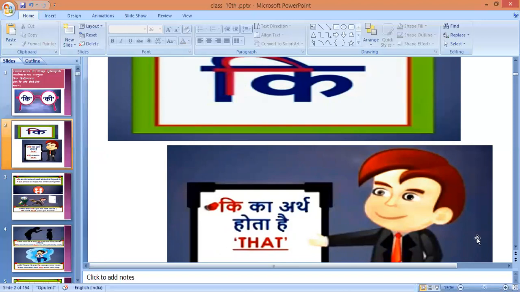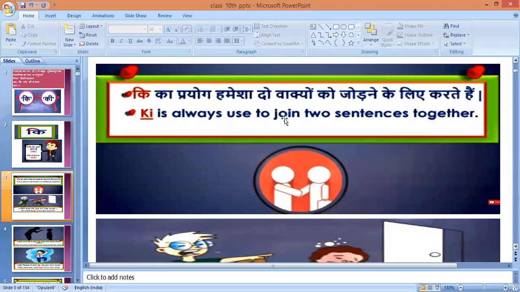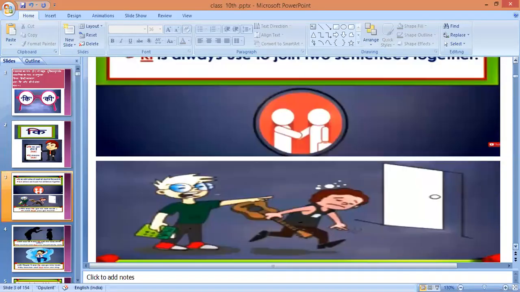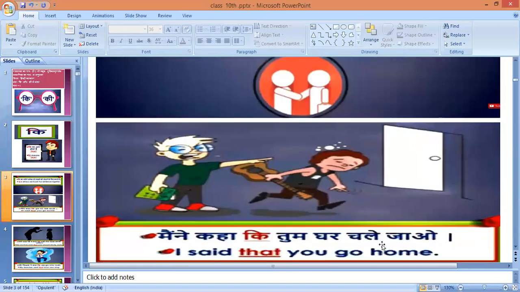So here we use this about that. So where we use it? की का प्रयोग हमेशा दो वाक्यों को जोड़ने के लिए करते हैं. So की is always used to join two sentences together. An example: मैंने कहा कि तुम घर चले जाओ. I said that you go home.